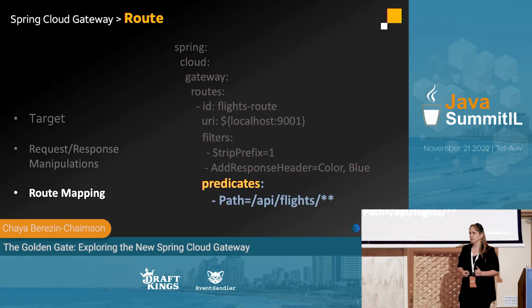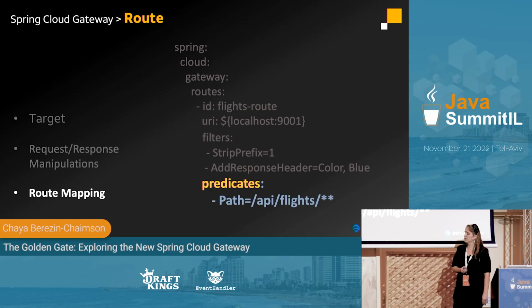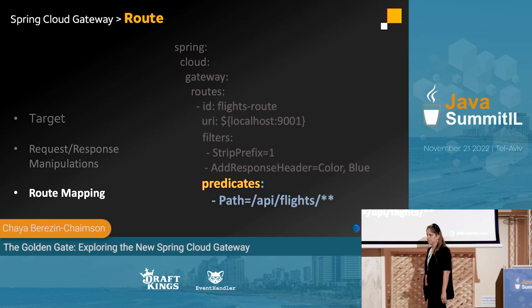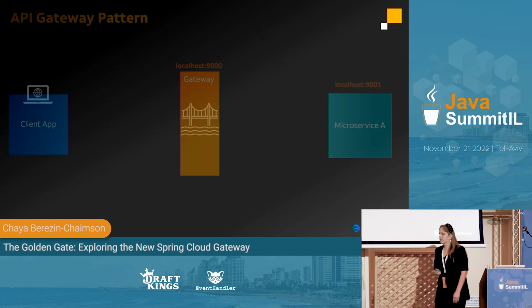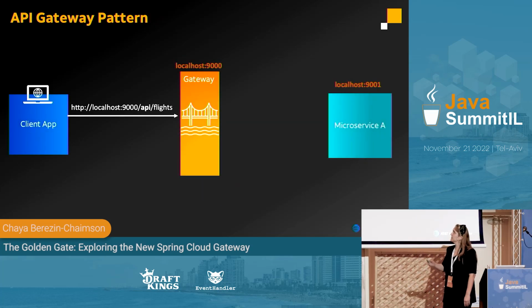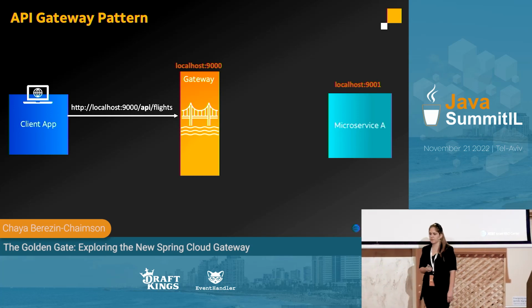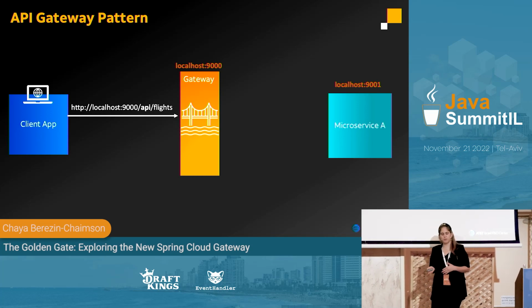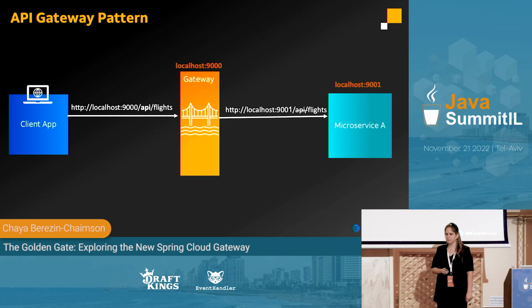matches this route. So here I use the simple gateway predicate that is called path. And this predicate determines that all the requests that start with /API/flights will be matched to this route. So if we have this route defined, it means that if the client application sends to the gateway a request with a prefix of /API/flights, the gateway will strip the prefix of the request and will forward it to the target URI, which is localhost 9001, right?